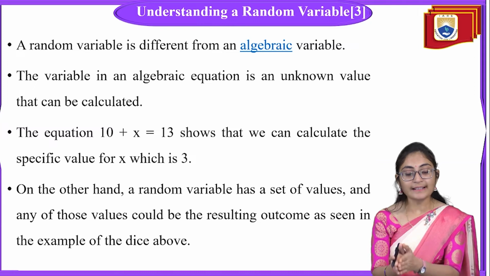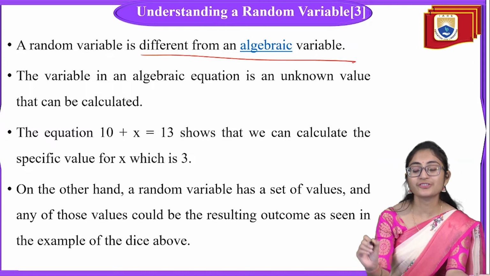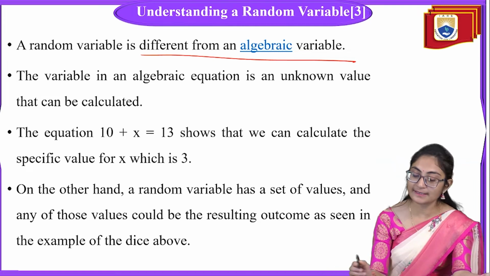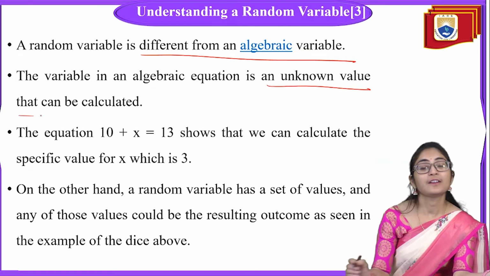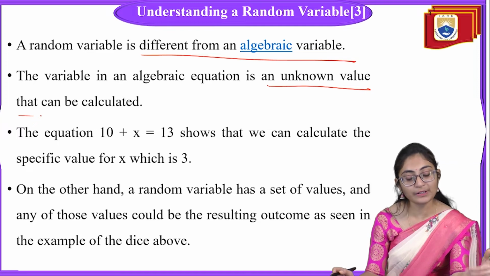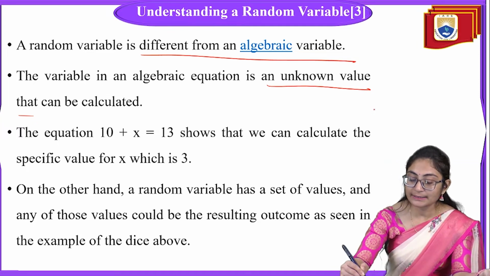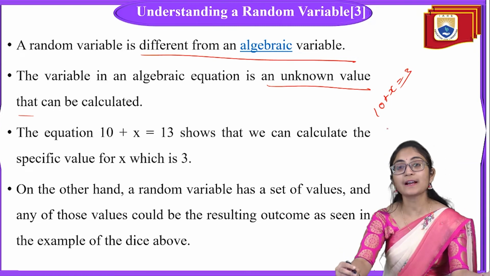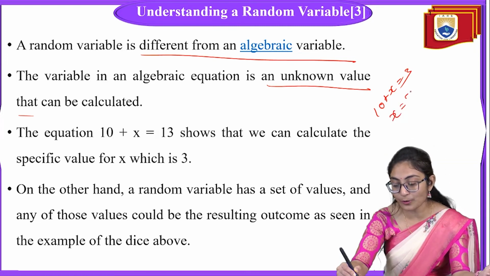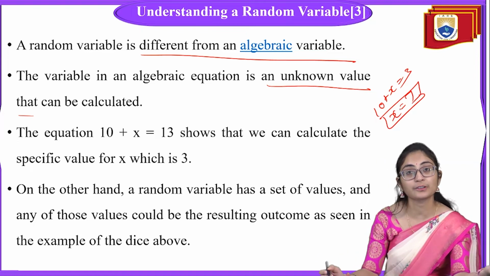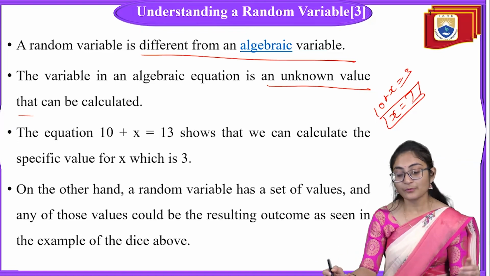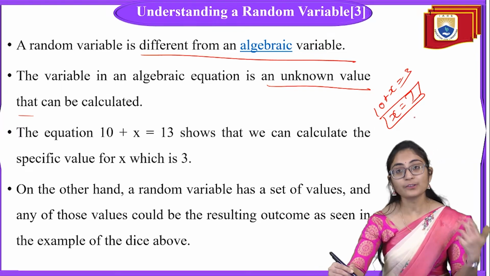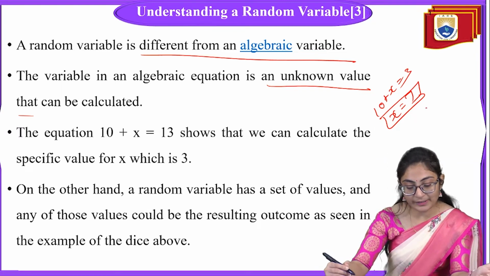Now, a random variable is different from an algebraic variable. A variable is in an algebraic equation. Generally, it is a known value that can be calculated. We can take as an equation 10 plus x is equal to 3. Now, definitely you can find the value of x, and we will get x is equal to 7. That means we can find it easily in the algebraic equation.